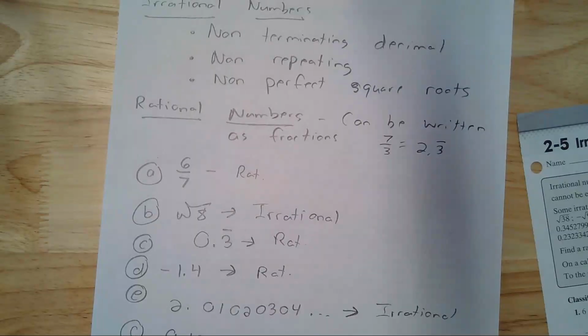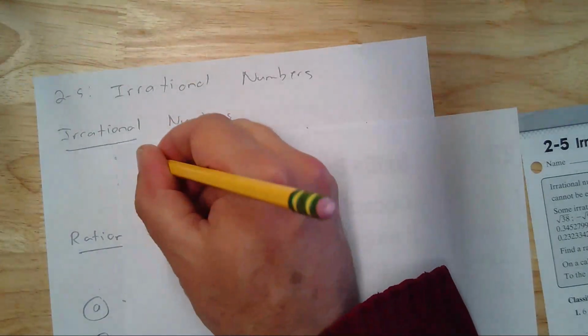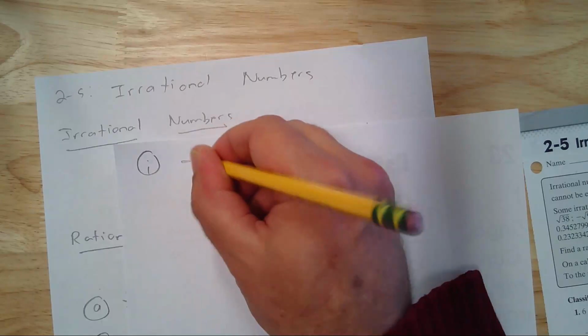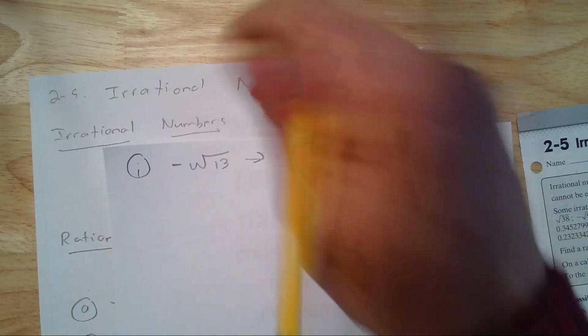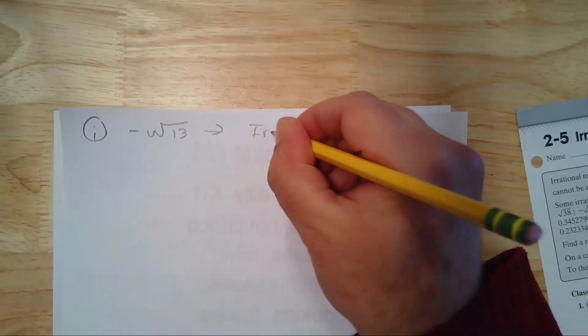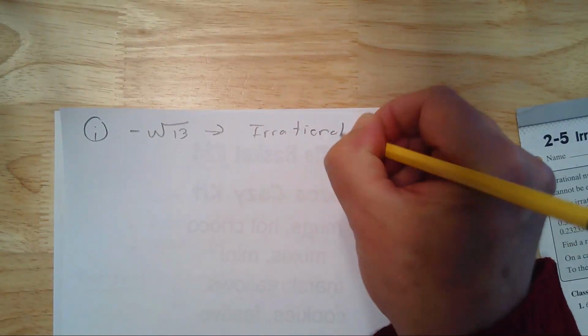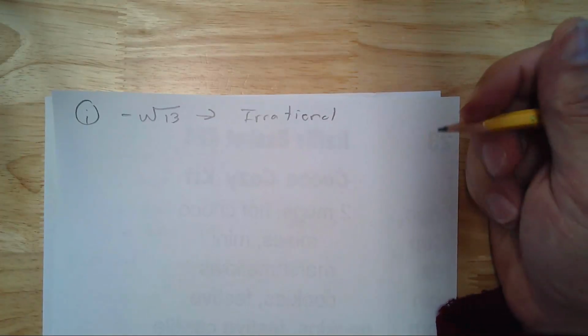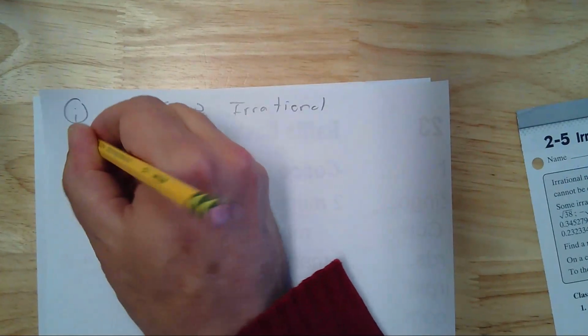All right. Three more. This one. Rational or irrational? Imperfect square. That's exactly right. It's not a perfect square. All non-perfect squares are always irrational. Okay, what about this one?